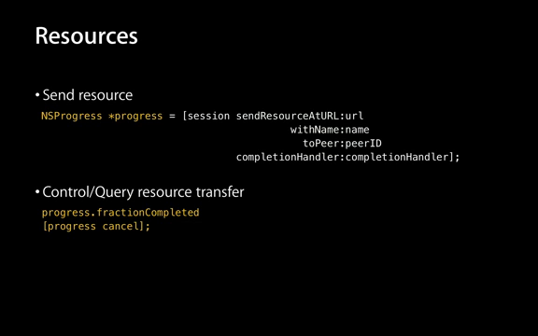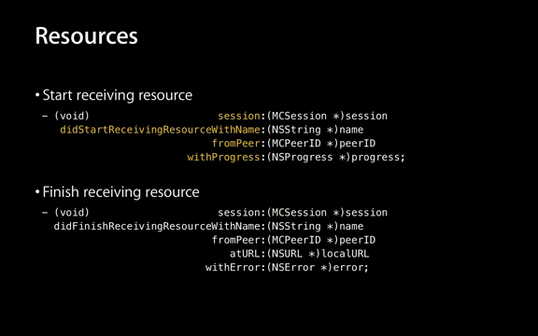So let's take a look at what happens on the recipient side. When it starts receiving the resource, the receiver's delegate method will be notified via didStartReceivingResourceWithName:fromPeer:withProgress. The second parameter will be a name that the sender specified. FromPeer will be the ID of the sender. And withProgress will be an NSProgress object that the recipient can use to monitor current progress or to cancel transmission.